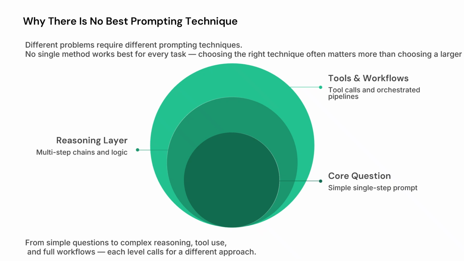So, as we move from simple questions to complex reasoning, tool use, and complete workflows, the requirements from our language model also change. A simple factual question may only require a basic prompt. A mathematical problem may require explicit reasoning. A task involving external information may require tools or retrieval, and large real-world applications often require multiple prompts working together in a workflow. This is why there is no universally best prompting technique. The best technique is simply the one that matches the problem you are trying to solve.